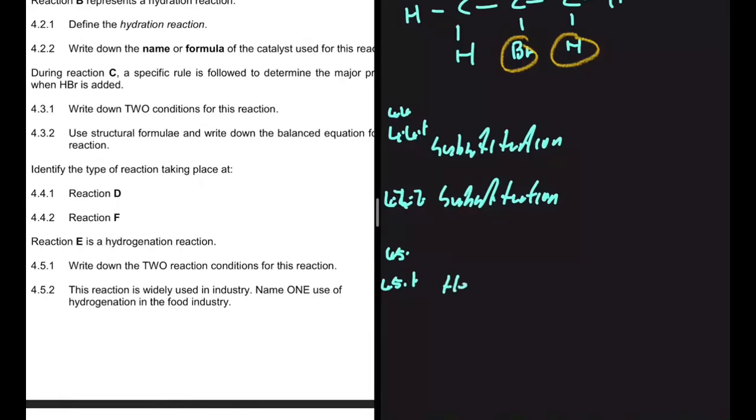So we need heat, and another thing we need is a catalyst. Yeah, which catalyst in this case? We need palladium, platinum, nickel, and so on. Right. And then 4.5.2, name one use of hydrogenation in the food industry. Well, I will leave that one to you.